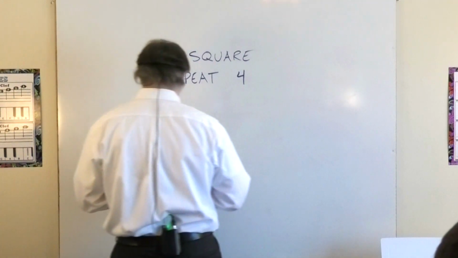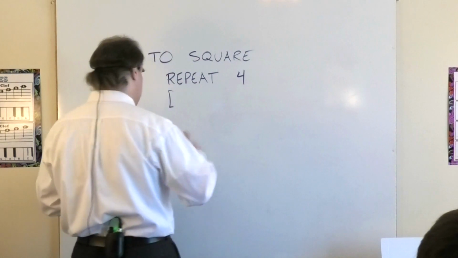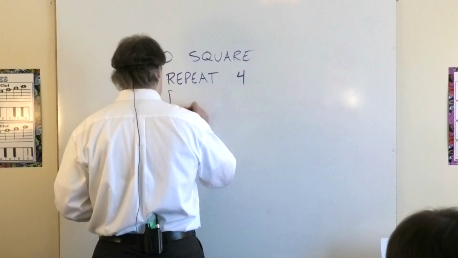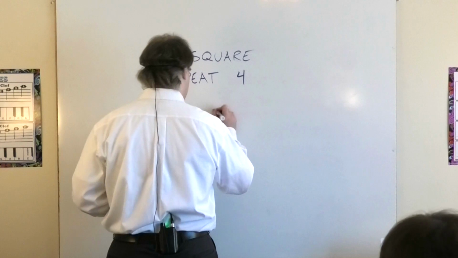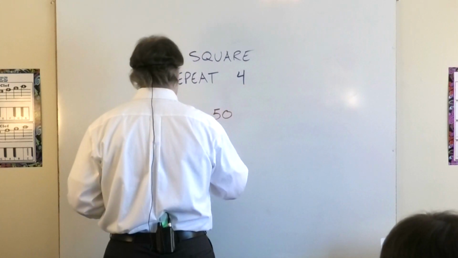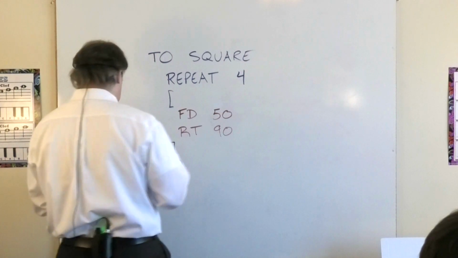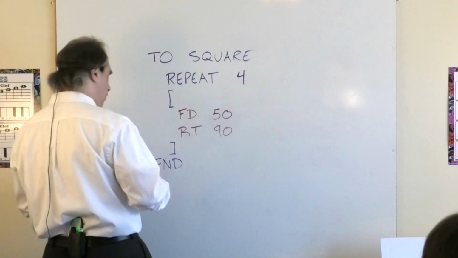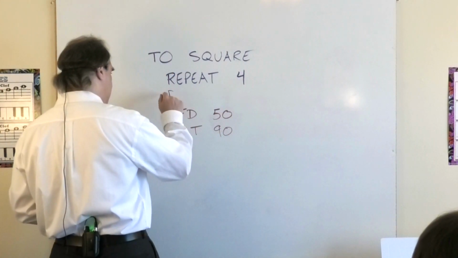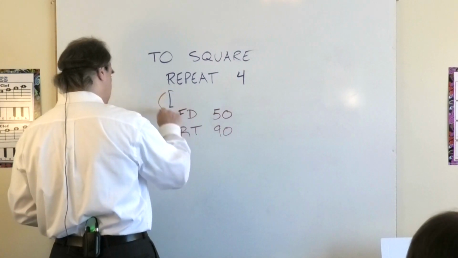Now, I'm going to use a different color because we're inside the bracket. Forward 50, right 90. Okay. This repeat will be, what are we doing inside the repeat?